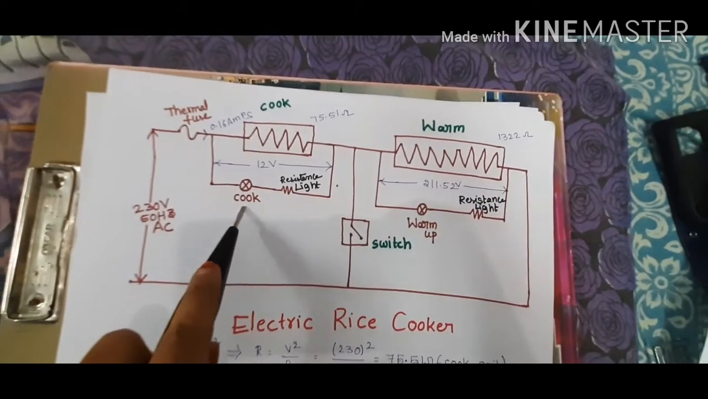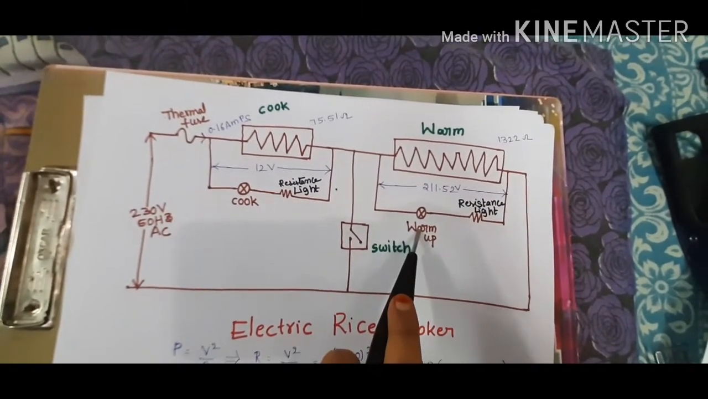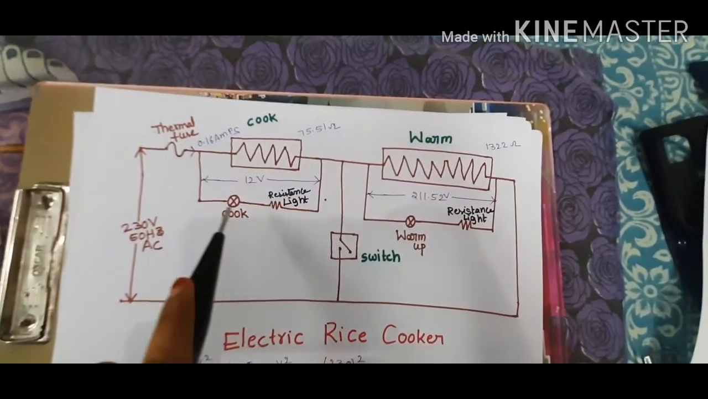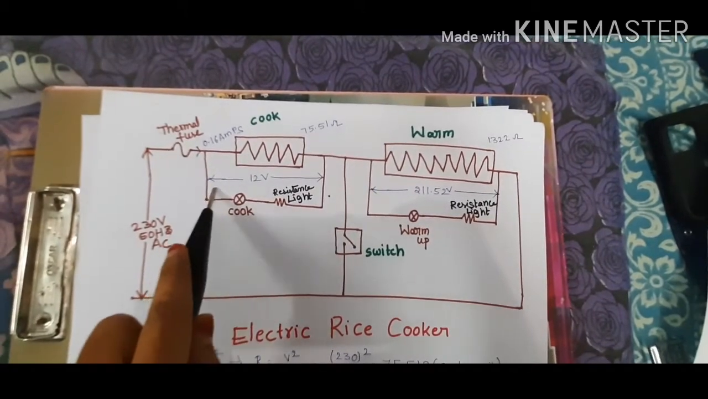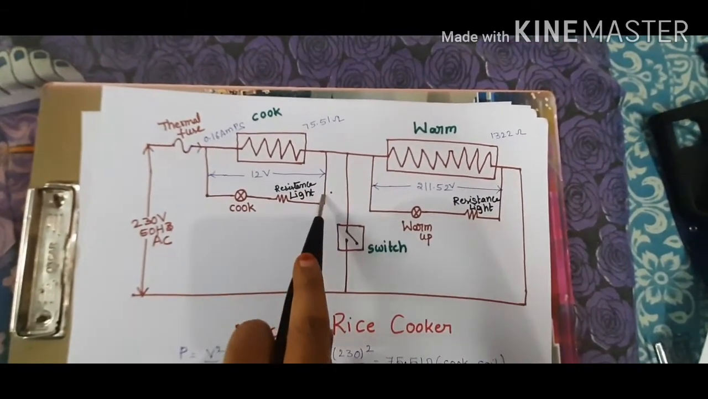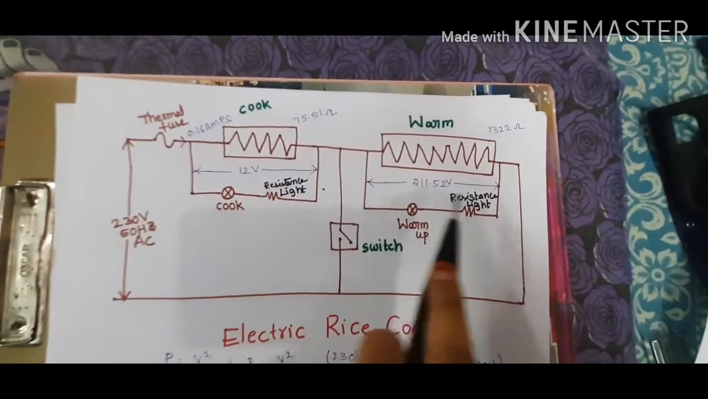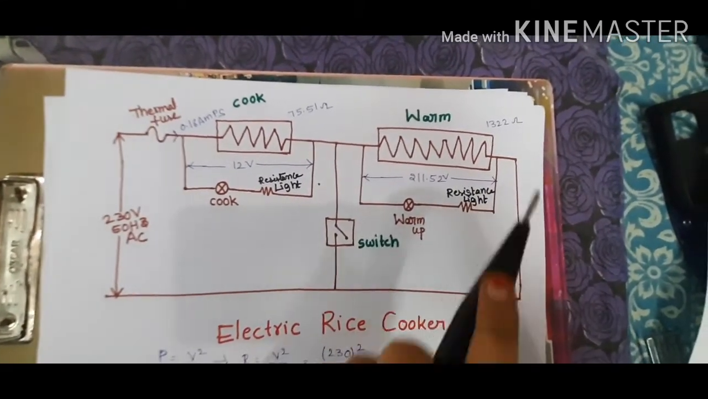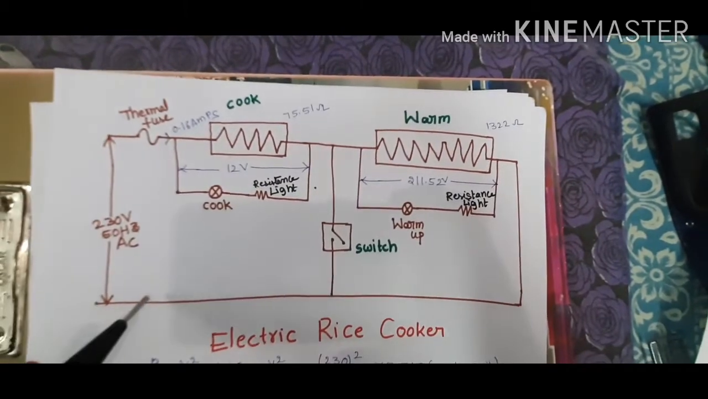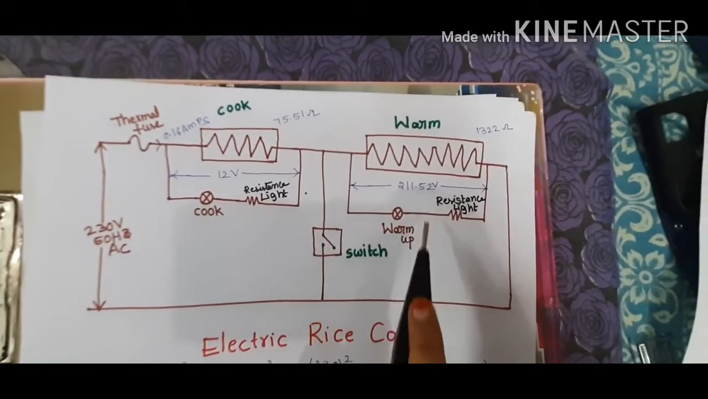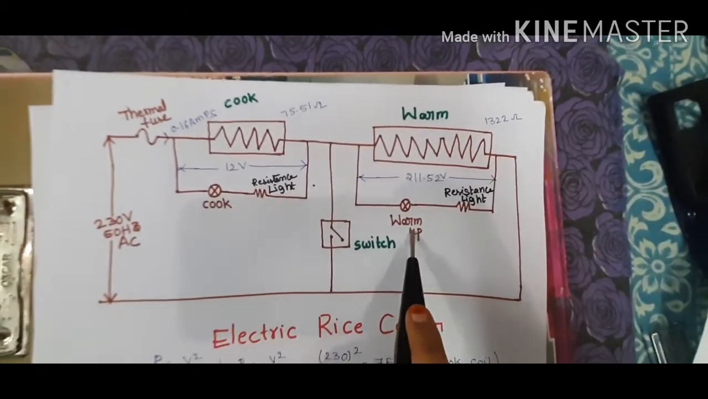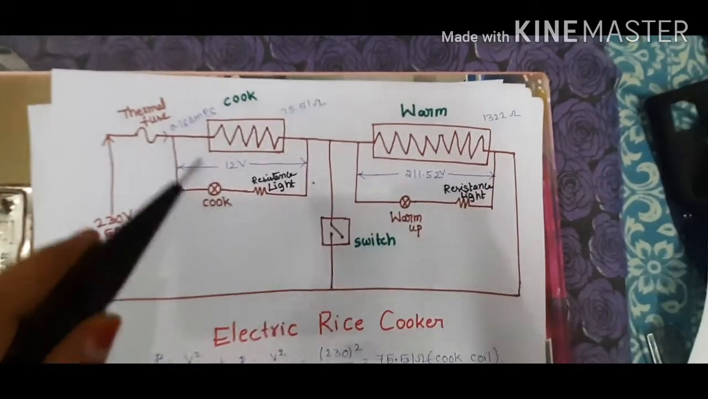This is the cook indication and this is the warm up indication. The cook indication will glow only when full voltage is applied across its terminals. The warm up indication will glow when full voltage is applied across its terminals. When we switch on the power, the warm up bulb will glow. Let us see how this will happen.